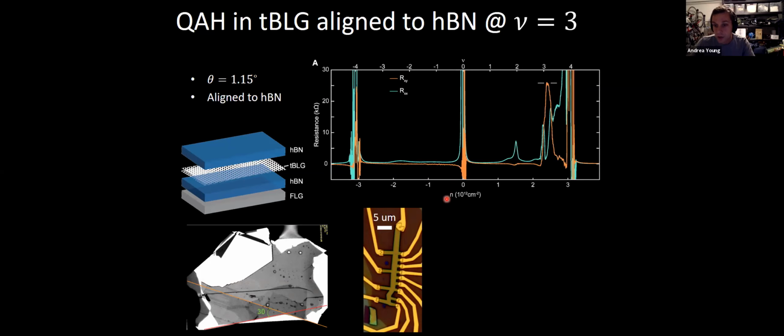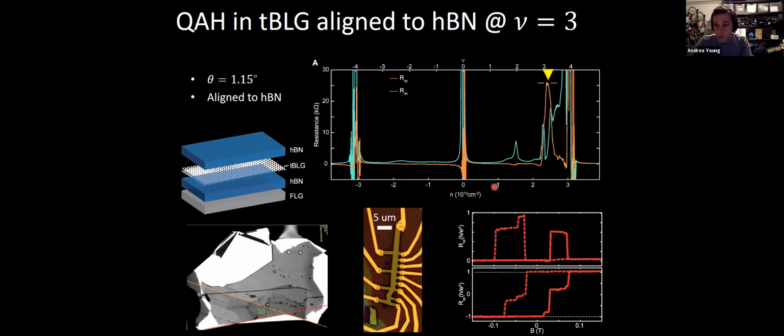And it turns out that if you look closely, meaning if you look for magnetic hysteresis at this filling, you can find that there's in fact a quantized anomalous Hall effect. So what I'm plotting here are field rising and field falling traces of the longitudinal resistance, which is 0 at 0 magnetic field, and the Hall resistance, which is quantized to either plus or minus h over e squared on the 2 branches of this hysteresis loop. So this is what's known as a quantized anomalous Hall effect, right?